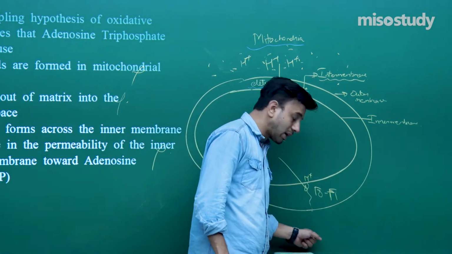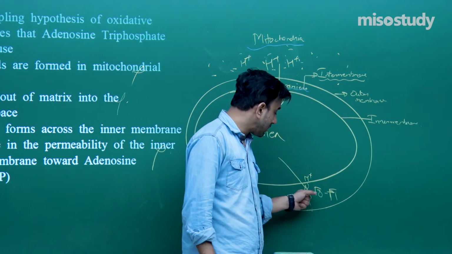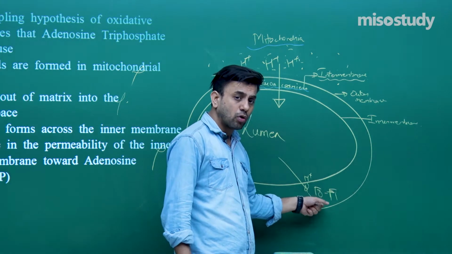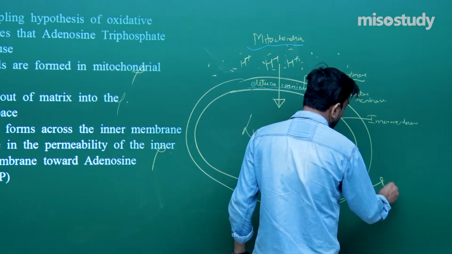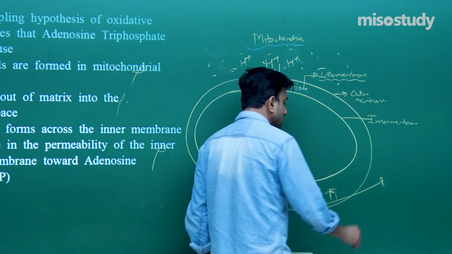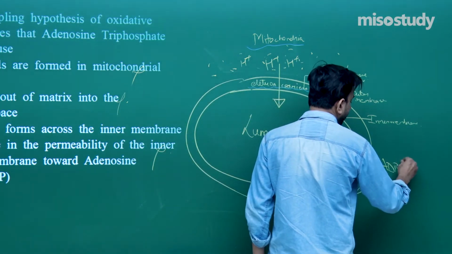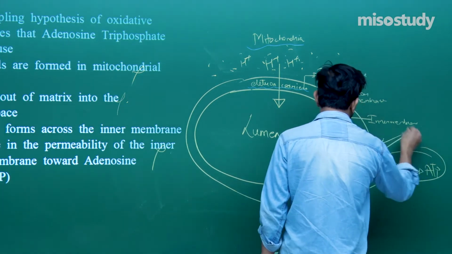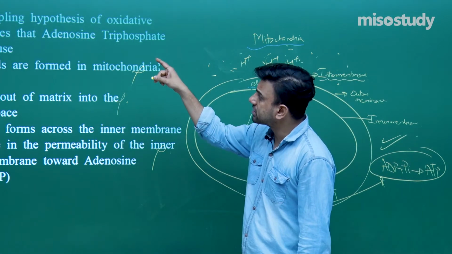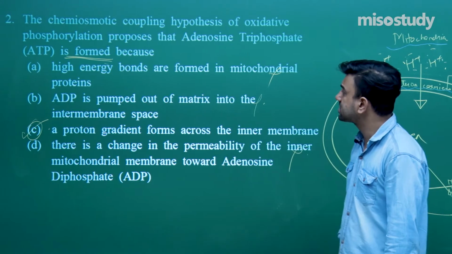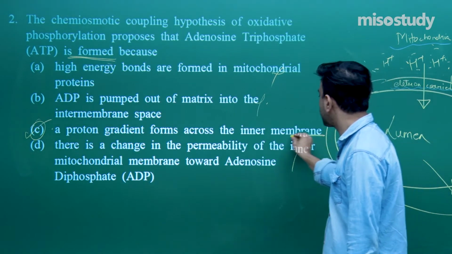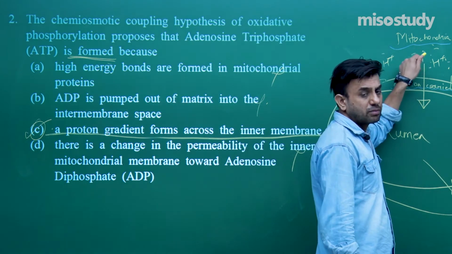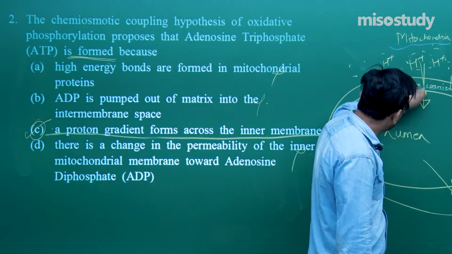Now as this hydrogen proton ion is coming out, the energy of this proton is being utilized by the ATPase enzyme, and at the F1 region we see that ADP gets phosphorylated with phosphate to form ATP. This is what we are talking about. The chemiosmotic coupling hypothesis of oxidative phosphorylation proposes that ATP is formed because the proton gradient forms across the inner membrane.